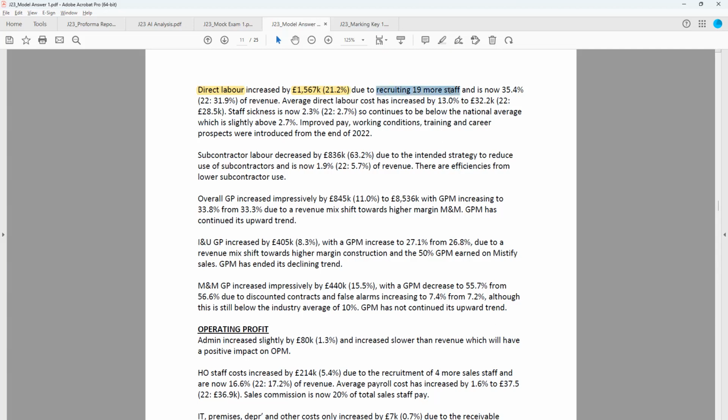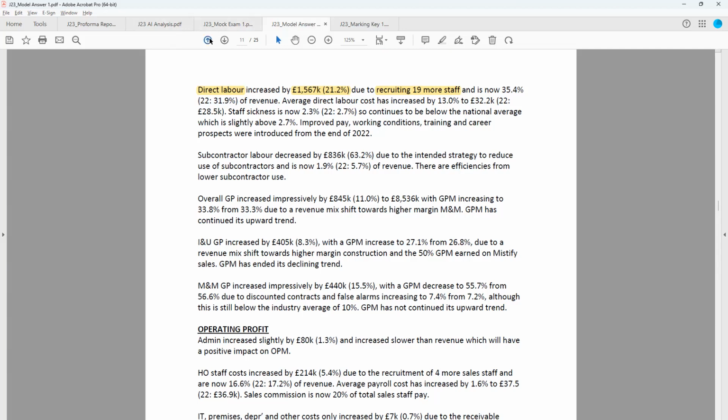So reading from the exam paper, 19 more staff. Then you could look at it as a percentage of revenue. Obviously, it looks like a big jump, but that's, of course, because they're using less subcontractors. So it doesn't necessarily indicate poor cost control, because there's a shift in the mix. It'd be more to see whether it's poor cost control or not.